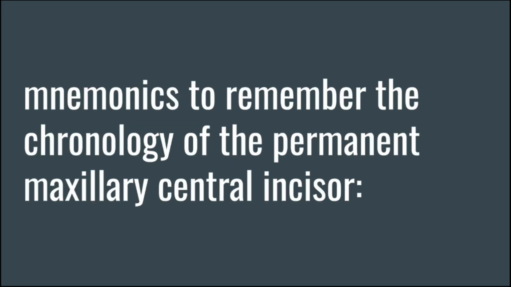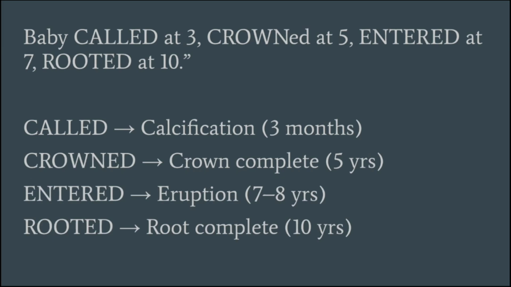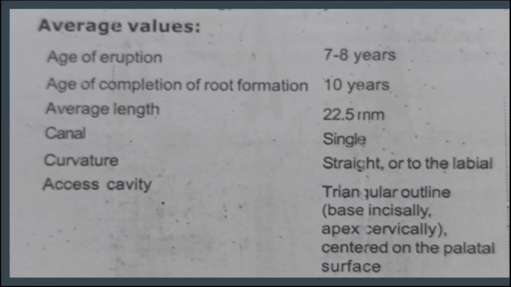So the mnemonic to remember this is: baby called at 3, crowned at 5, entered at 7, rooted at 10. Basically calcification occurs in the third month, crown completion occurs in the fifth, then the tooth will erupt at 7 to 8, sorry, 8 years. Then root completion will be at 10 years. So it is like baby called at 3, crowned at 5, entered at 7, rooted at 10. This is how you should remember it.